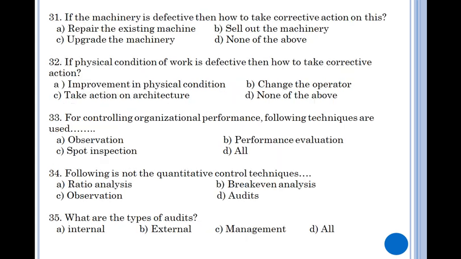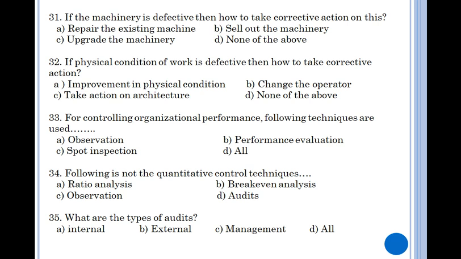Next, question number 31. If the machinery is defective, then how to take corrective action on this? We have four options. A, repair the existing machine. B, sell out the machinery. C, upgrade the machinery. And D, none of the above. As our machinery is defective, it is not obsolete, it is defective, so we can have the maintenance of it, so we can repair the existing machine. Answer A is correct.